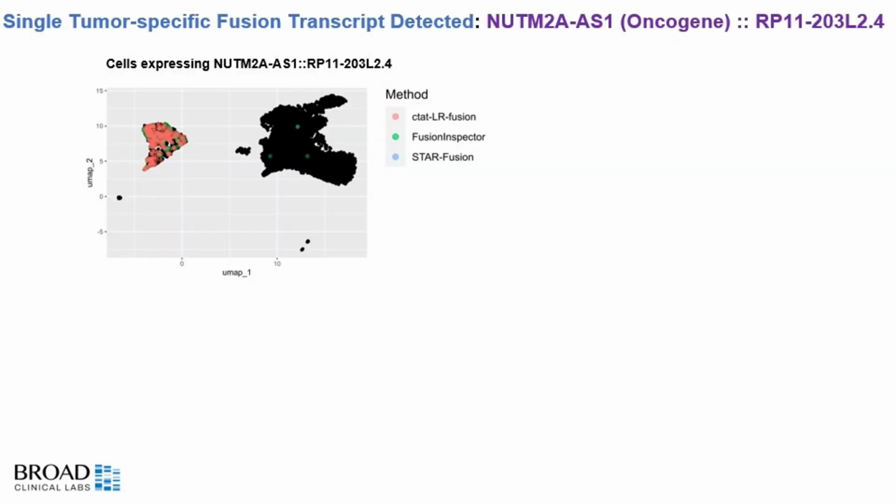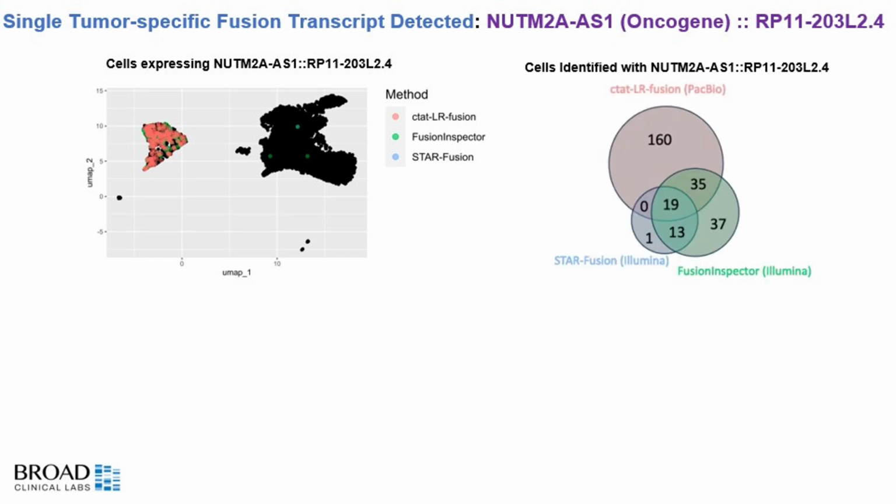We use CTAT-LR-fusion for long reads, and we used Fusion Inspector and Star Fusion for short reads. What we basically found is there was one fusion identified in the sample, this NUT M2A AS1 fusion that was found enriched within tumor cells, and there's very little evidence for finding it. There's only a few cells that showed up with short read evidence, and it's probably from ambient RNA, so they're probably not even there.